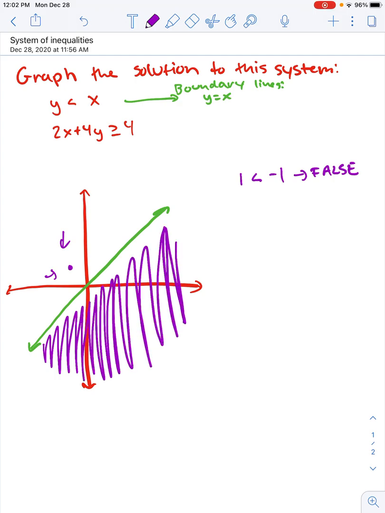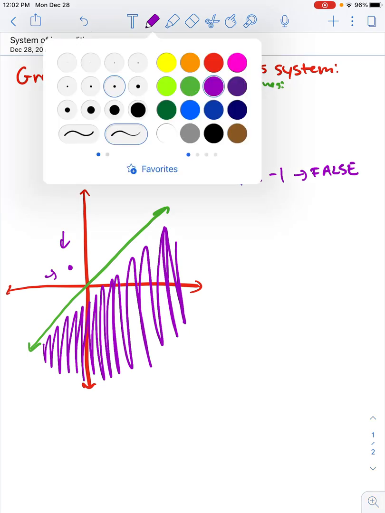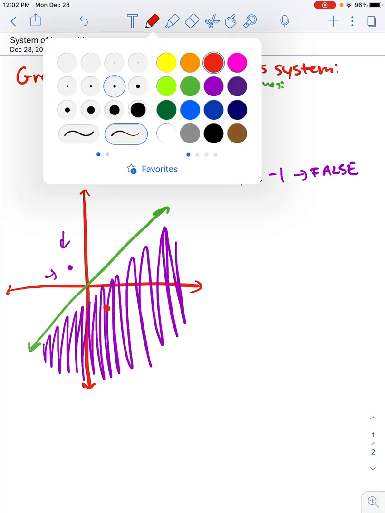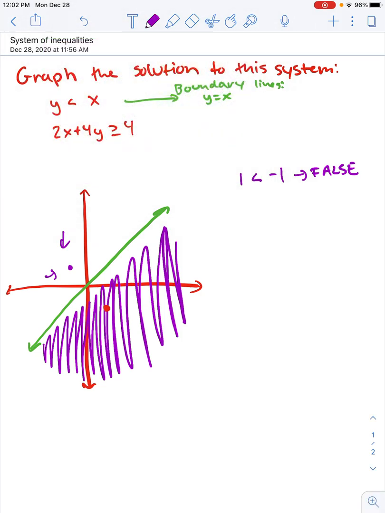And you can double check that by plugging in another point. Like you could plug in this point, which would be 1, -1. And if you plug that in, you get -1 is less than 1. I'm plugging it into here, and that's true.